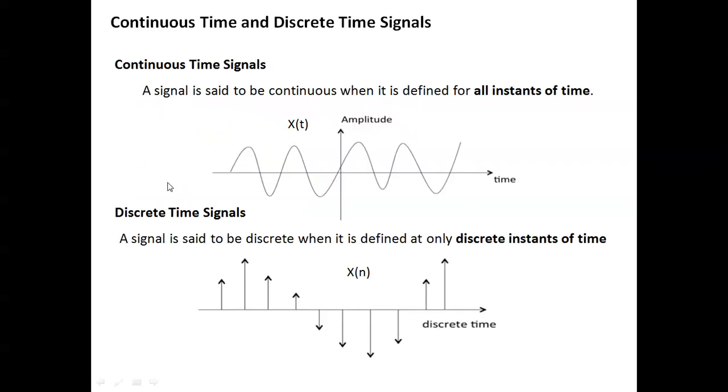So what is a continuous time signal and a discrete time signal? This is an example of a continuous time signal. A continuous time signal is defined for all instants of time. The signal is said to be continuous when it is defined for all instants of time. A discrete time signal is defined only at discrete instants of time.